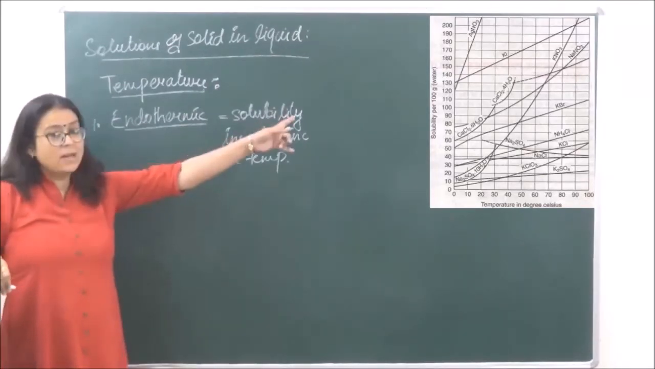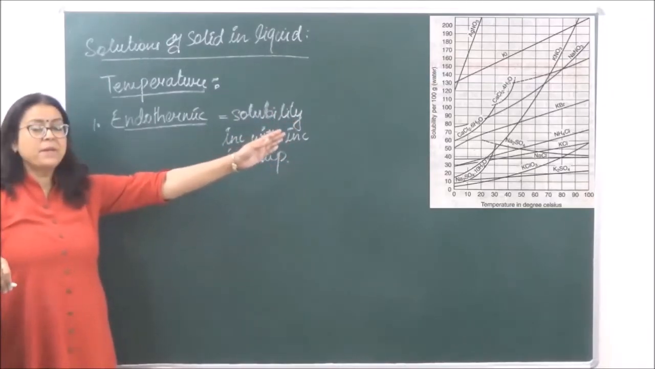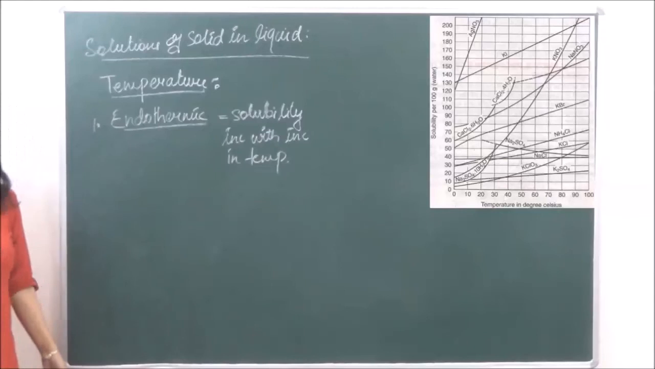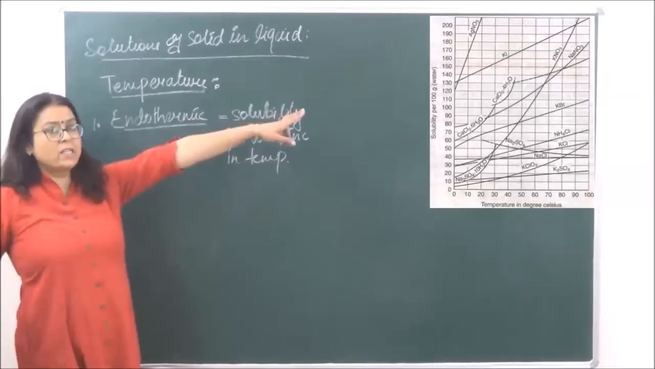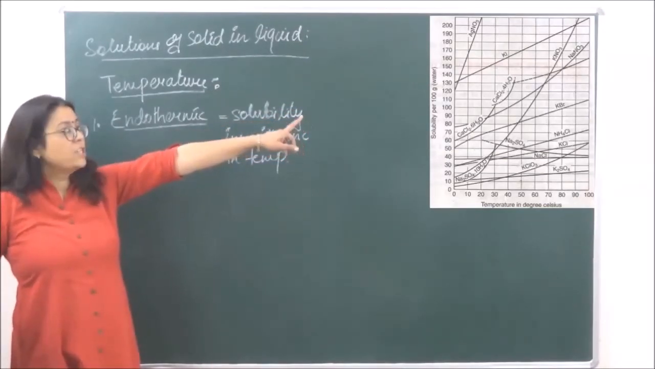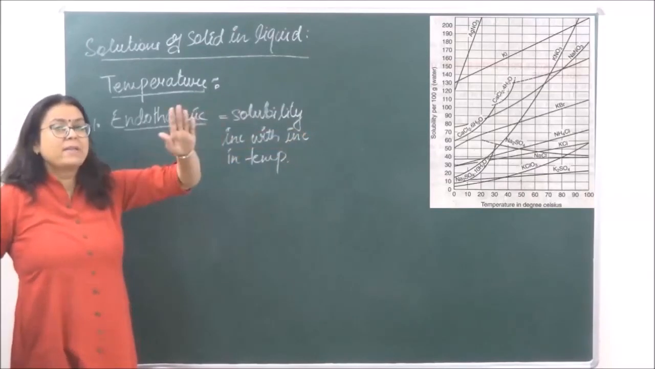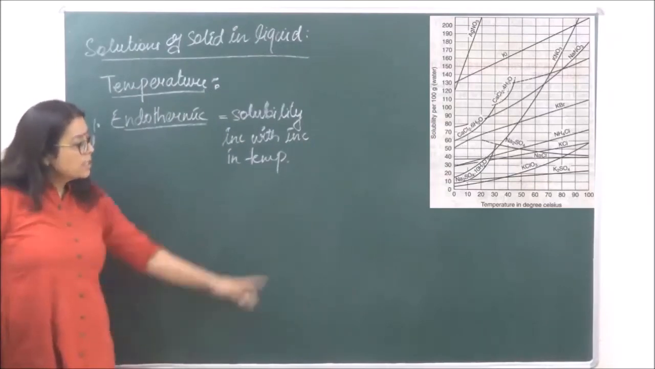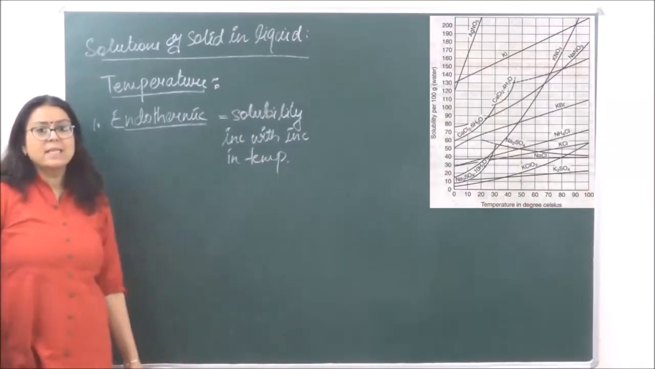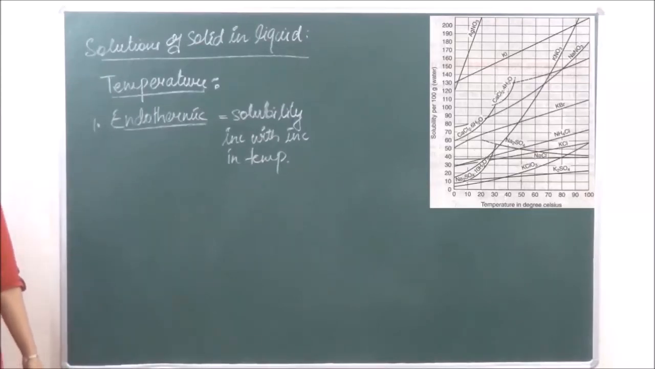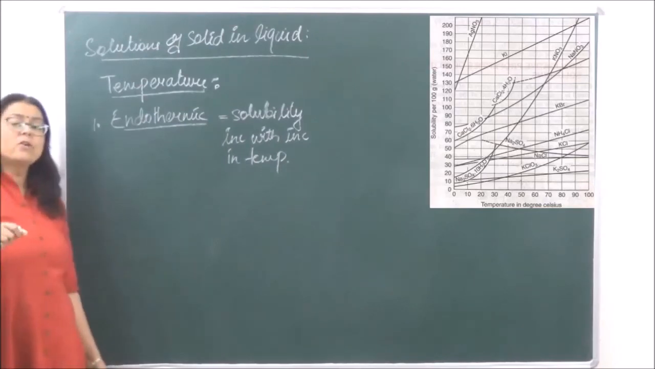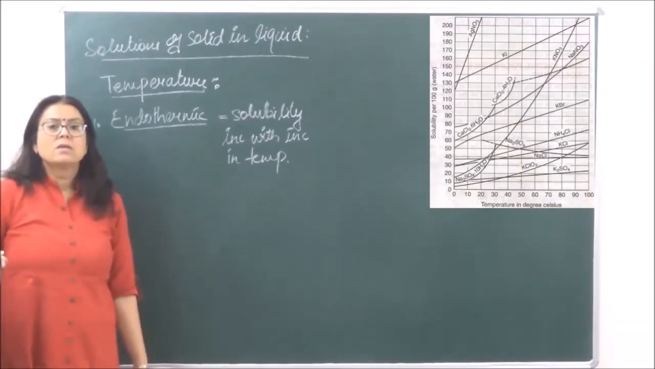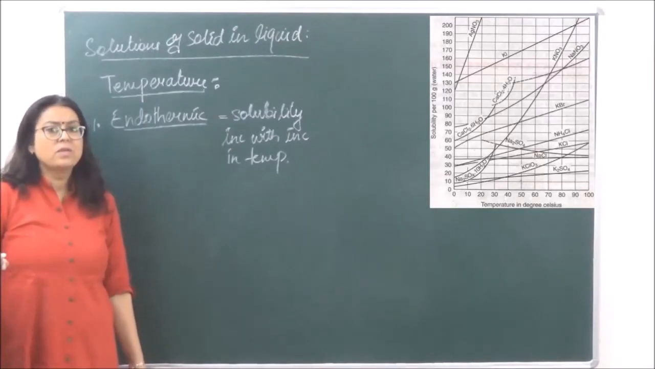Right? As you can see in the graph, there is a very sharp increase in solubility for AgNO3 and potassium iodide. The top two lines which we can see over here, AgNO3 and potassium iodide, show a steep increase in solubility with increase in temperature. Then below, you can see for NaCl there is also a very slight increase in solubility with increase in temperature. So for all endothermic processes, the solubility increases with increase in temperature.